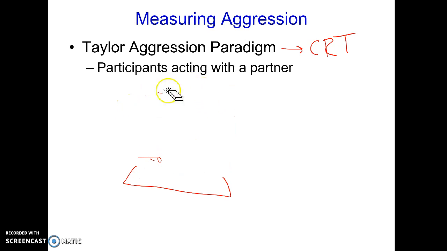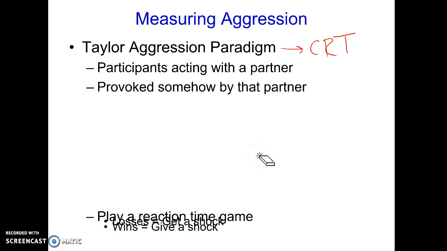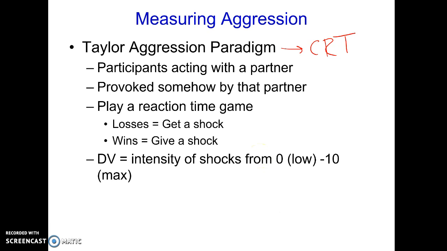So the dependent variable is going to be the intensity of the shock, or the intensity of the noise blast. 0 is a very low decibel, like a whisper. A 10 is pretty loud. I forget the actual decibel number, but it's not going to break your eardrum or anything, but it's very loud and uncomfortable. Now the question becomes, does this match our definition of aggression? If we're defining aggression as behavior intended to harm someone, then is this aggression?